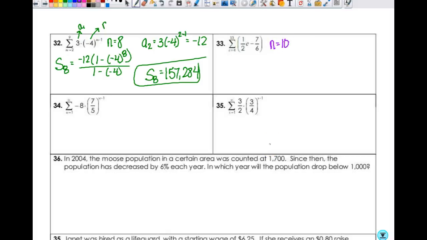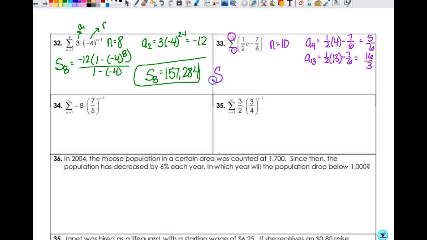This is arithmetic. So since it's arithmetic, I have to know A1 and AN, the first term and the last term. So I need A4, which is going to be 1/2 times 4 minus 7/6, which gives me 5/6. Then I have to know A13. That's equal to 1/2 times 13 minus 7/6, and that gives me 16/3. So even though this is A4 and A13 and n is 10, this is the first term in the series. This is the last term in the series.